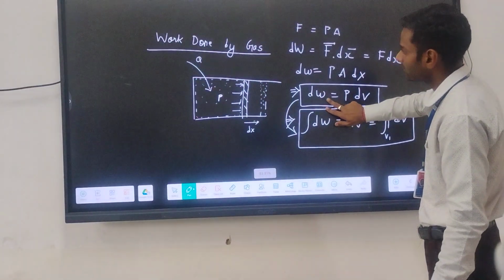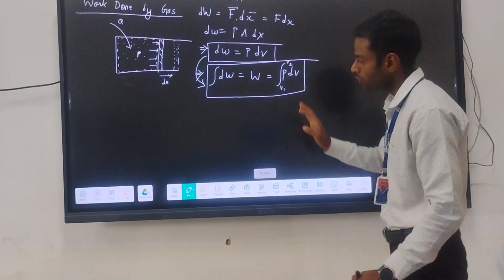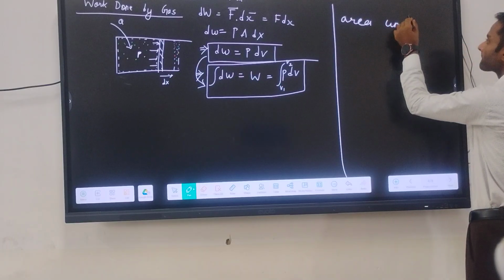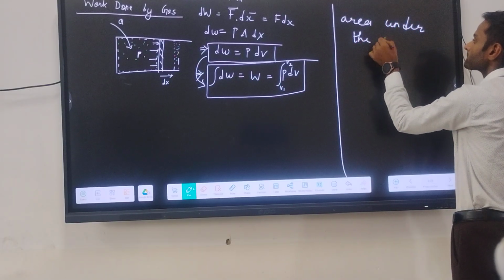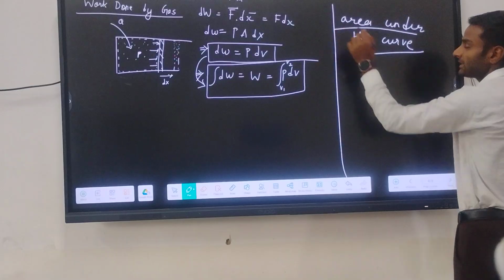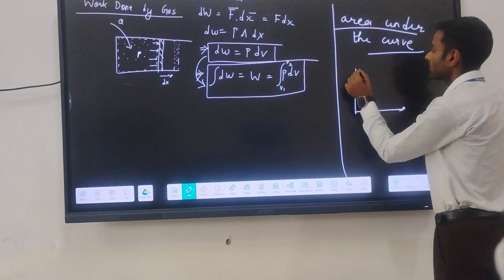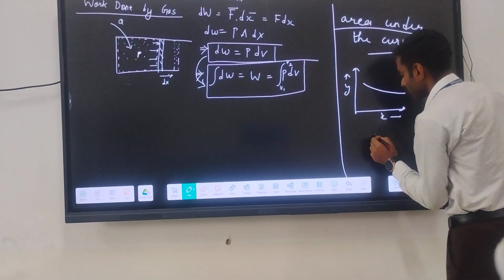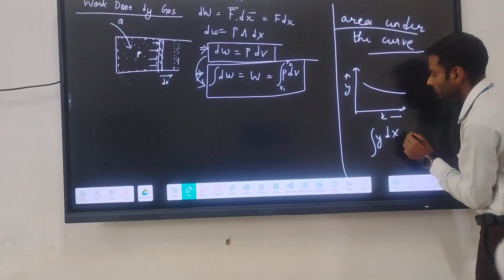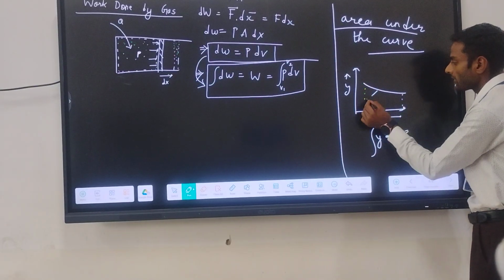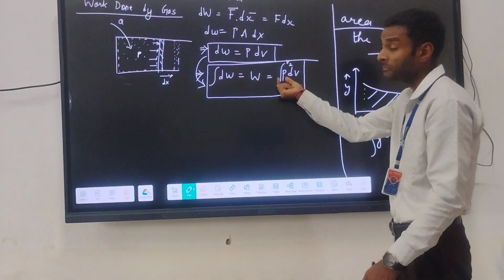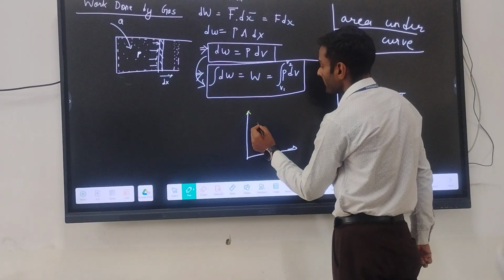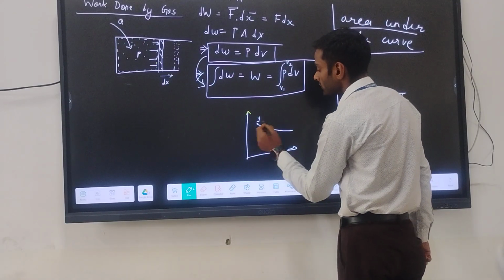Let us discuss something more on it. You must have studied area under the curve. What is area under the curve? For example, for y versus x, if we write y dx, this means the area under this curve. Similarly, if you take P dV, it means work.